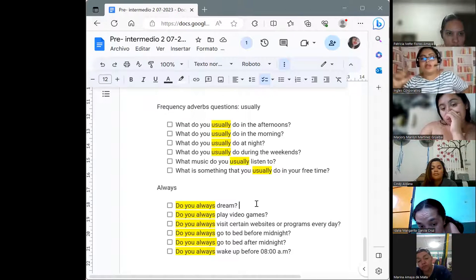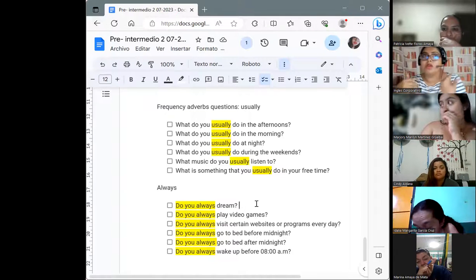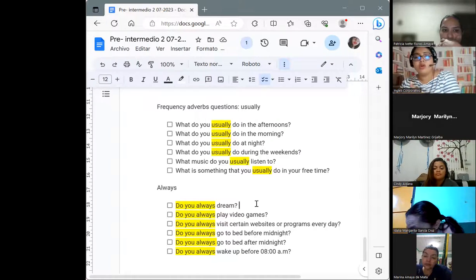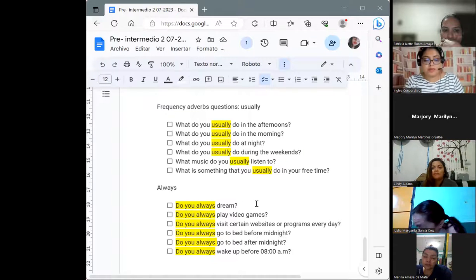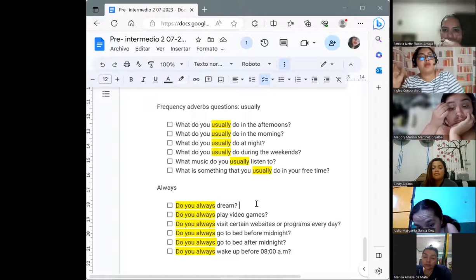Do you always go to bed before midnight? Aquí tenemos estas dos preguntas donde lo que quieres saber es si nos dormimos antes o después de la medianoche. Y por último, si nos levantamos antes de las 8 de la mañana. En este caso, después del do you always, we are going to add the topic that we need to know what is the answer.